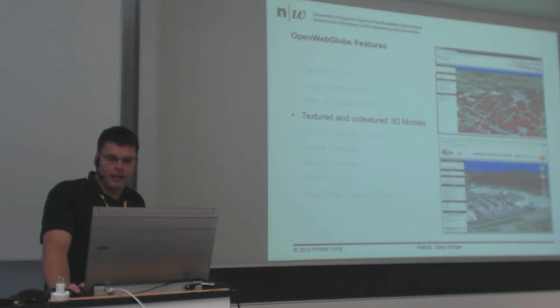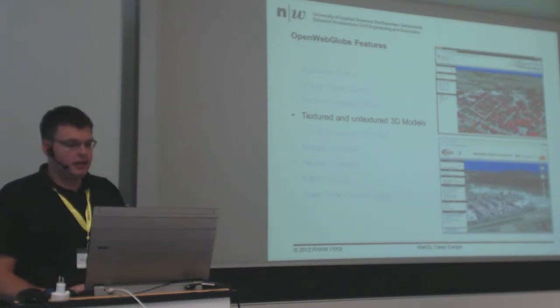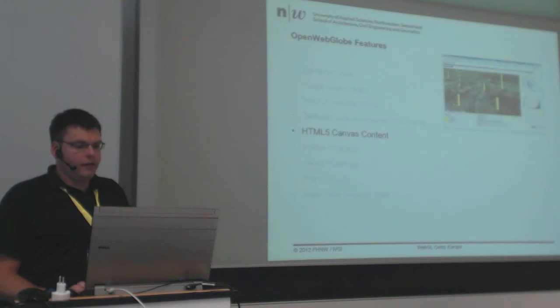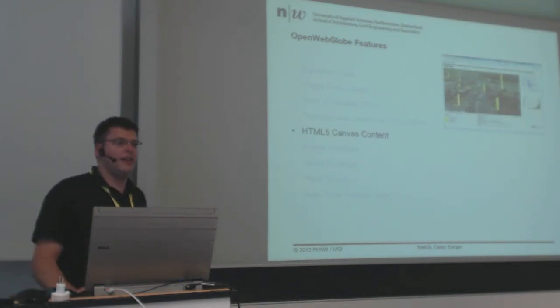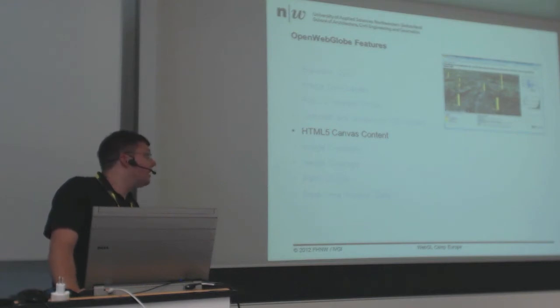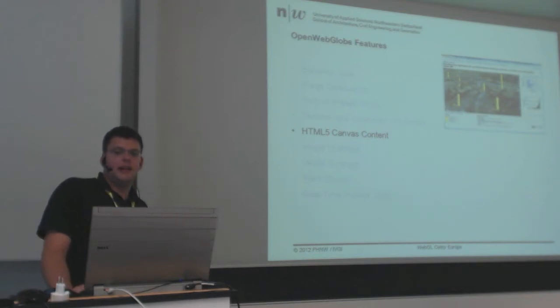The same is true for textured or untextured 3D models. You can load them in, display them, hide or show them, and so on. Another feature is that you can use the HTML5 canvas element in the 2D version. So you can draw something on an HTML5 canvas, and then you can load it into the WebGlobe application as a billboard.